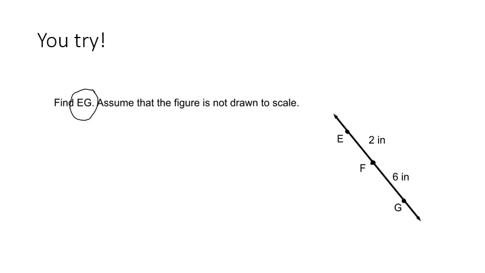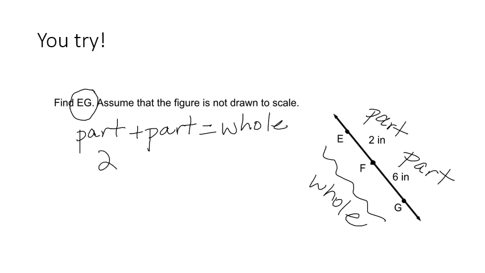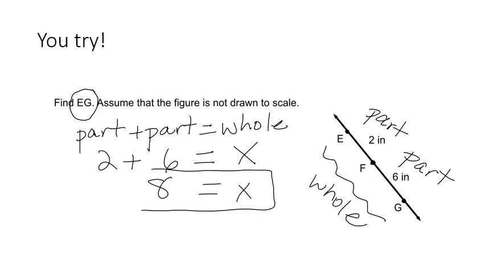Here I see that EF is a part and FG is a part, and they're asking me to find EG, which is the whole. And nowhere in here did it talk about anything being a midpoint or a bisector. So this is going back to what we learned yesterday, with 2 is a part, 6 is a part, X is the whole, EG is 8.